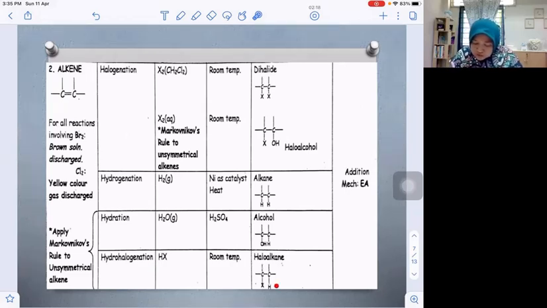So these first four are the addition reactions. We have to apply Markovnikov's rule if we have an unsymmetrical alkene. We will discuss this later.